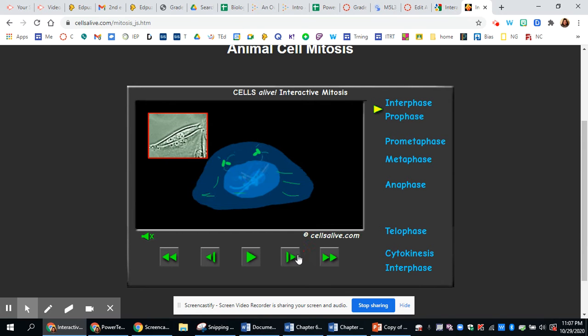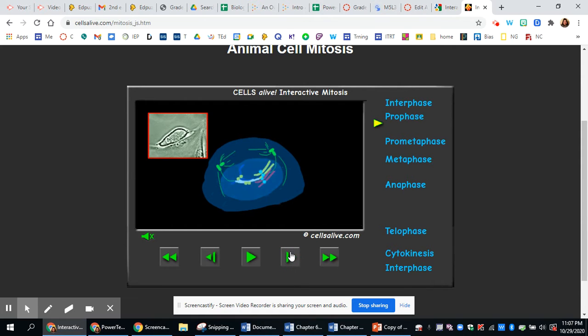So the first thing that happens is the chromosomes, or the DNA, is going to condense. And so it's going to turn into those X's where it made copies of itself. The outside envelope, or the outside cover of the nucleus, is going to disappear.